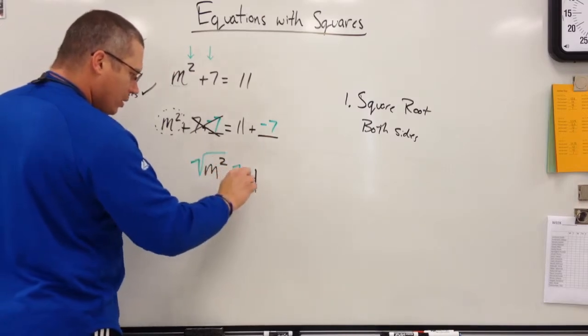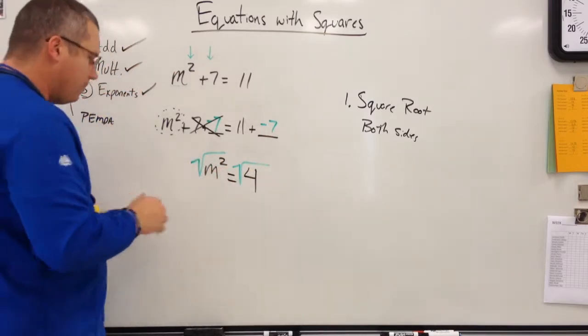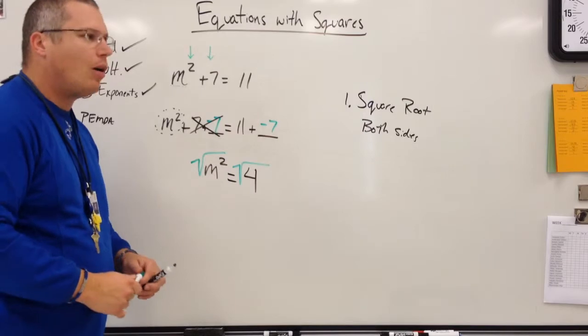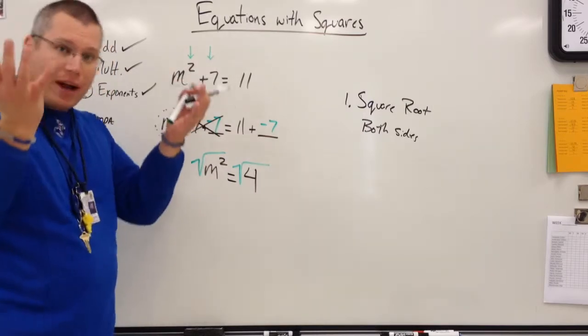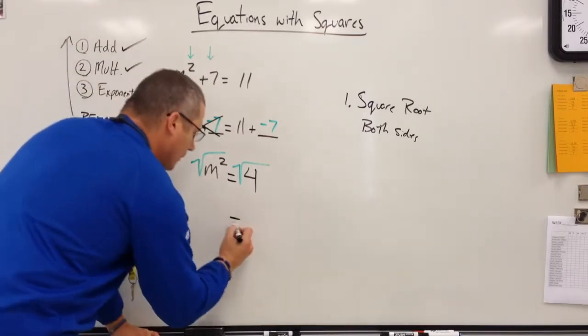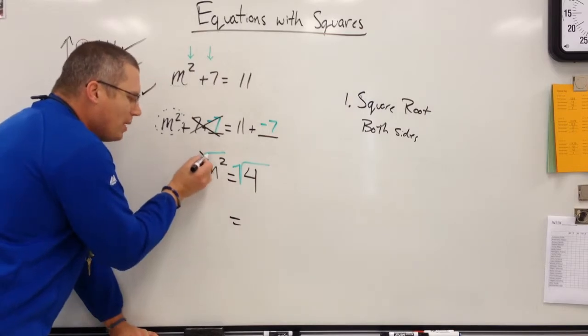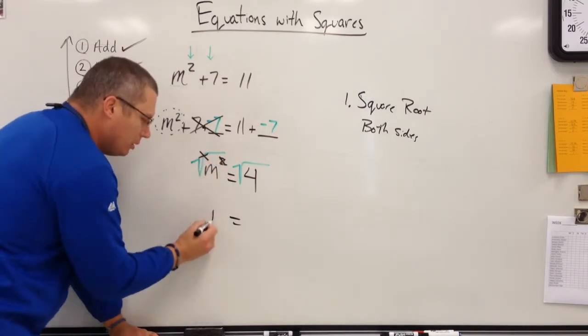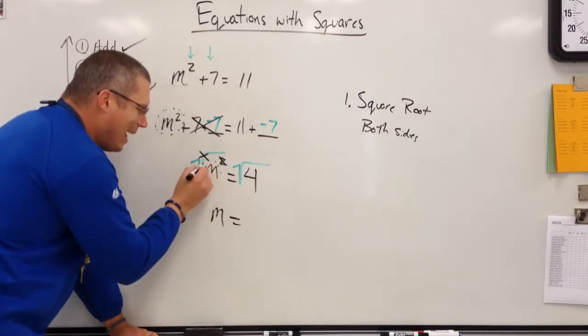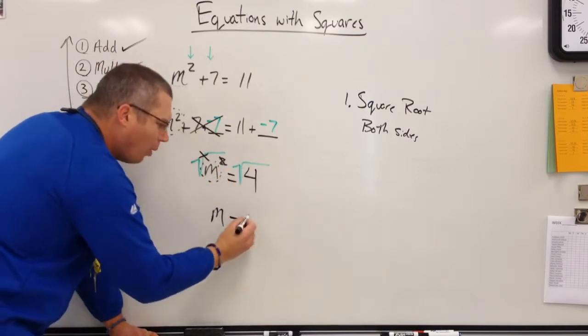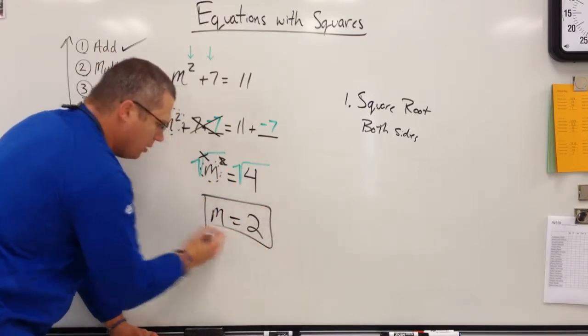Square root. Does it go over both sides, Mr. Long? It should, because I want my equation to stay balanced. The square root symbol removes the exponent of 2. All I have left is the m. Square root of 4 we know is 2. Done.